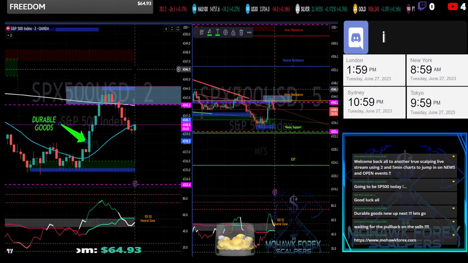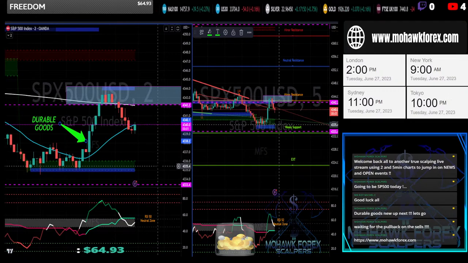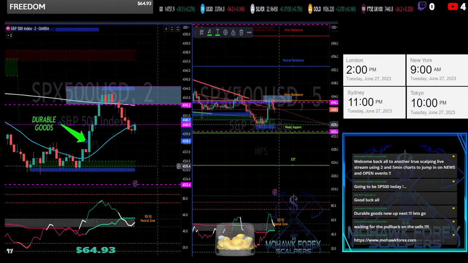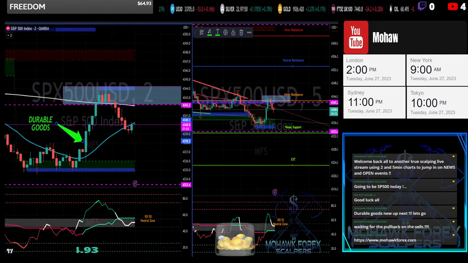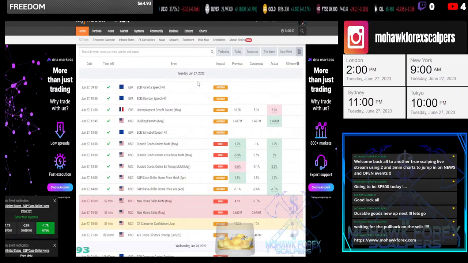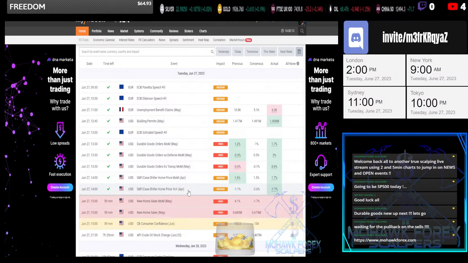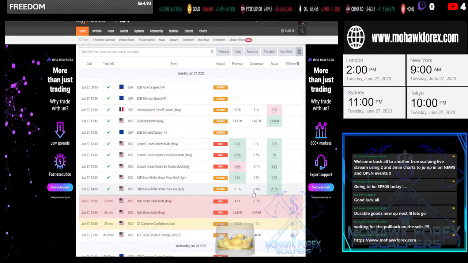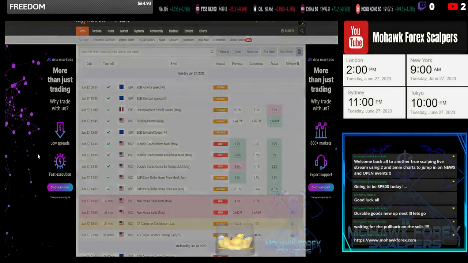Seven seconds left on this candle. Here we go. Here's the news on the Shiller. So again, 1.7 is better than expected. The home price index, expected was 2.6, it came in at 1.7. So again, let's see how the market reacts to this.